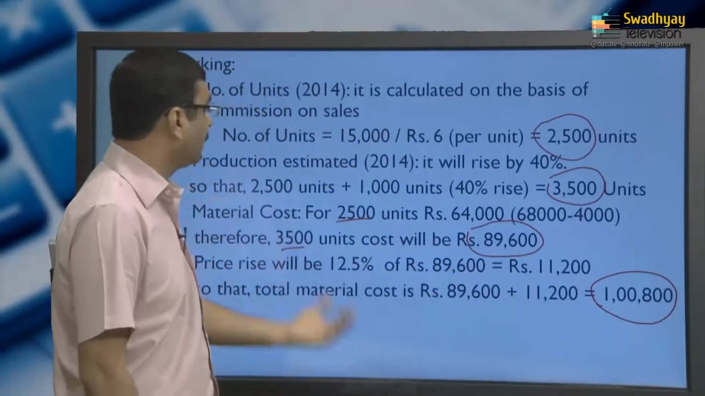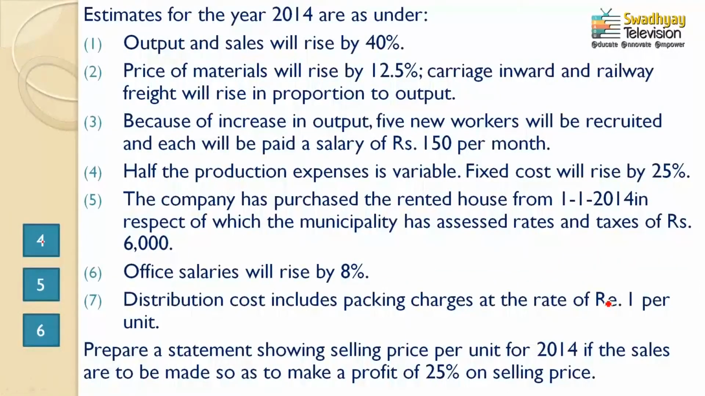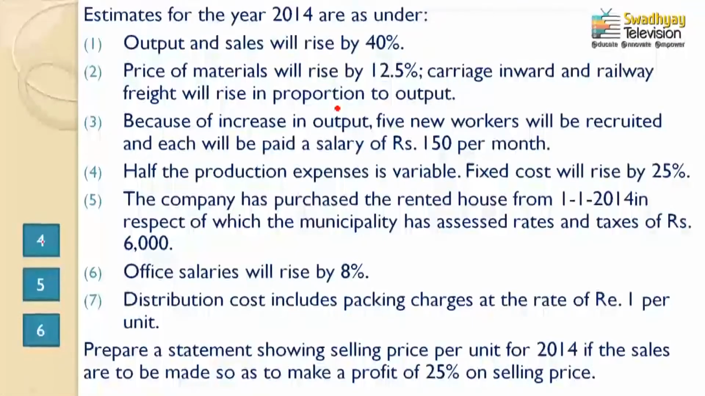Now moving to the next part, the third adjustment. Because of the increase in output, 5 new workers will be recruited and each will be paid a salary of rupees 150 per month. Now to identify the productive wages, we have productive wages of rupees 36,000 in the year 2013, and we don't have any proportionate changes so far.